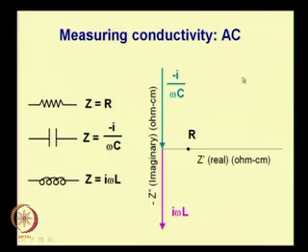So across, if you scan from a DC source to 10,000 hertz, you will get the same point. You will get essentially this point. You will not see any difference.